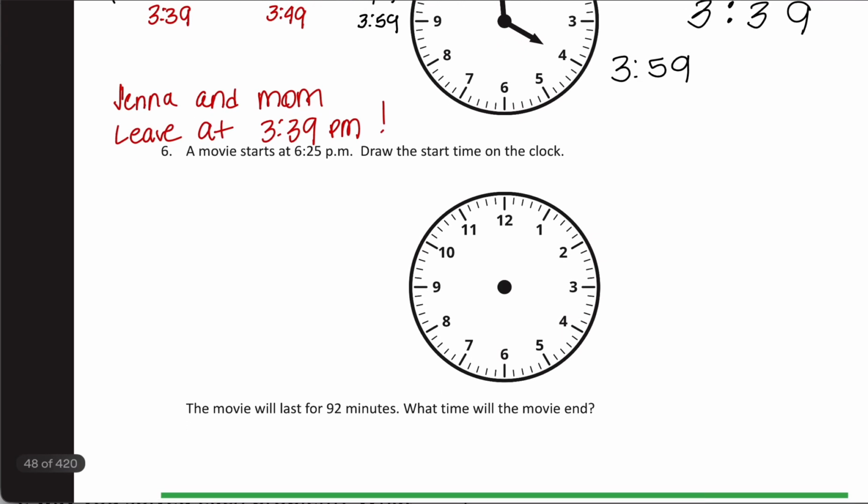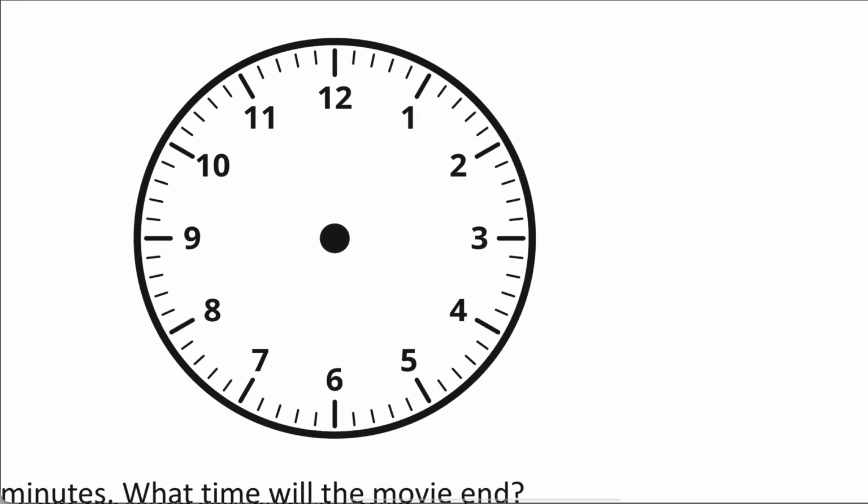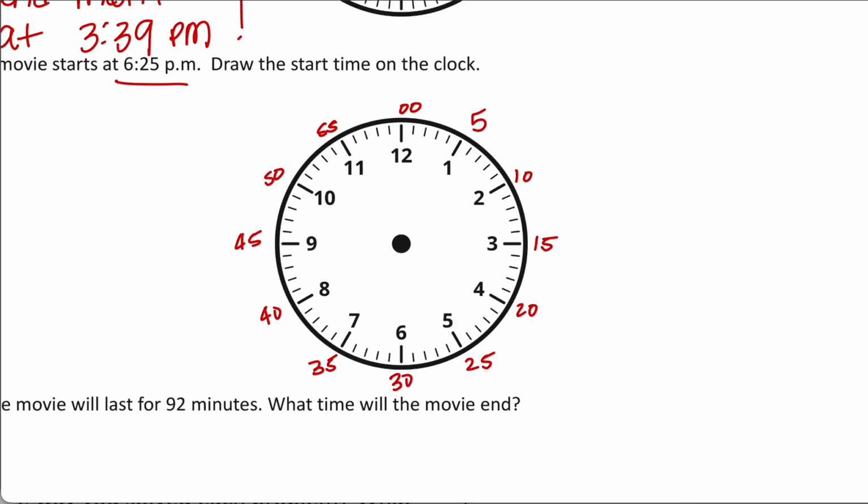All right. Now let's look at this problem. A movie starts at 6:25. Draw the time on the start clock. Okay, remember, when you see a clock, you can count by fives. 5, 10, 15, 20, 25, 30, 35, 40, 45, 50, 55. Then we're going to reset our time here to the next hour. So we know that she gets there at what time again?